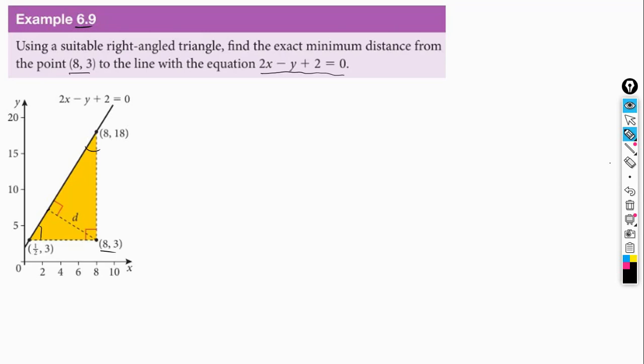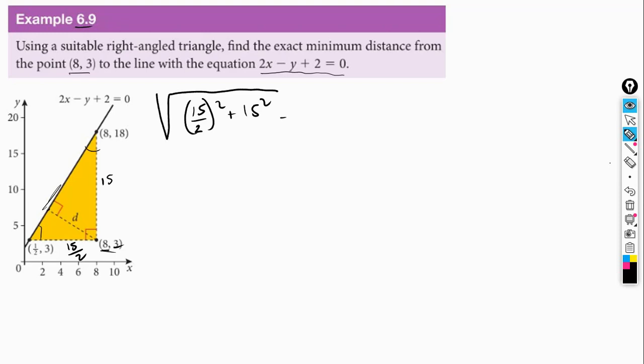So the bottom one, notice that it starts for x at 1/2 and it stops at 8 in the second coordinate we see here. So that's 7.5, but 7.5 is the same as 15/2. So we can represent it in a fraction, 15/2. And then on the y-axis, it goes from 3 to 18. Therefore, there's a length of 15 here. So we're going to use Pythagoras to find the hypotenuse. So we know that that hypotenuse would be equal to the square root of (15 over 2) squared plus 15 squared.